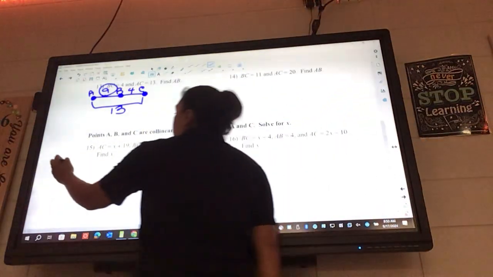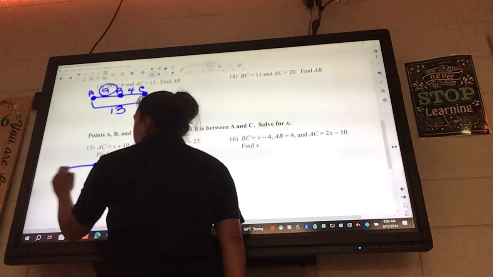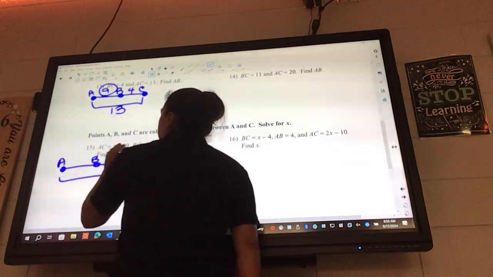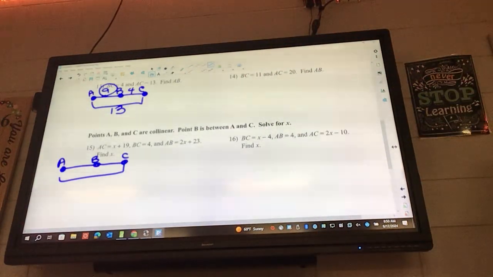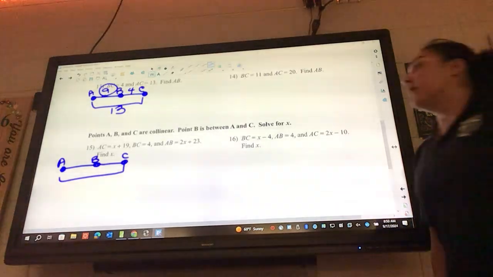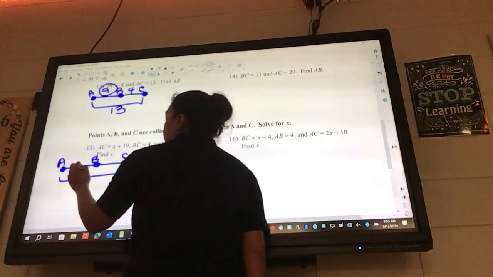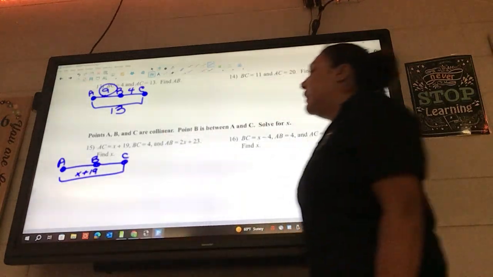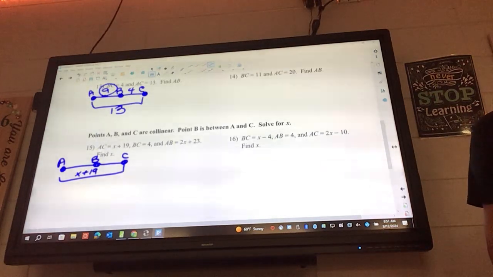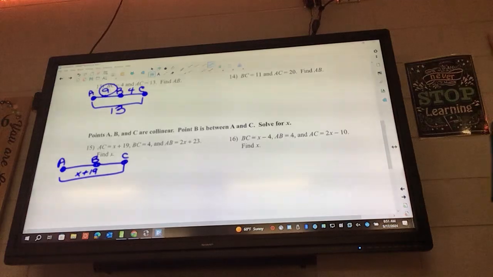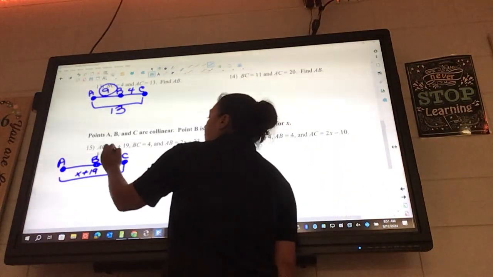Okay, so we can start this one off and we can draw our little picture and start to fill it in. Okay, so I got A, B, C. Okay, AC is x plus 19. Is that going to be little left, little right, or big on the bottom? Big on the bottom. So we're going to say x plus 19. Okay, that goes on the bottom. BC is 4. Where does that belong? Little where? Left or right? Right. To the right, yep. So it goes here.